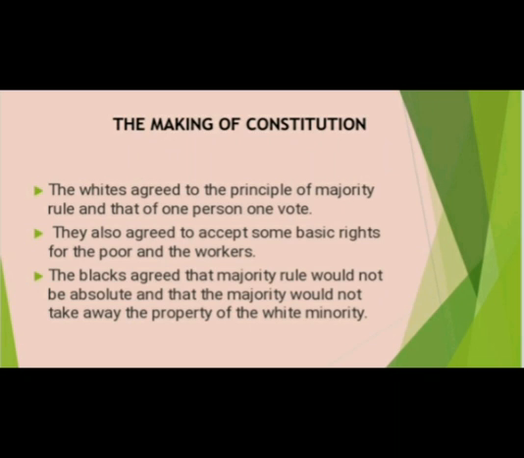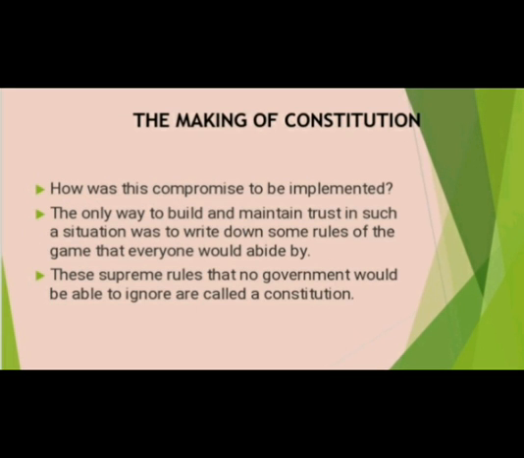After long negotiation, both parties agreed to a compromise. The whites agreed to the principle of majority rule, that of one person, one vote. They also agreed to accept some basic rights for the poor and the workers. The blacks agreed that majority rule would not be absolute. They agreed that the majority would not take away the property of the white minority. This compromise was not easy.